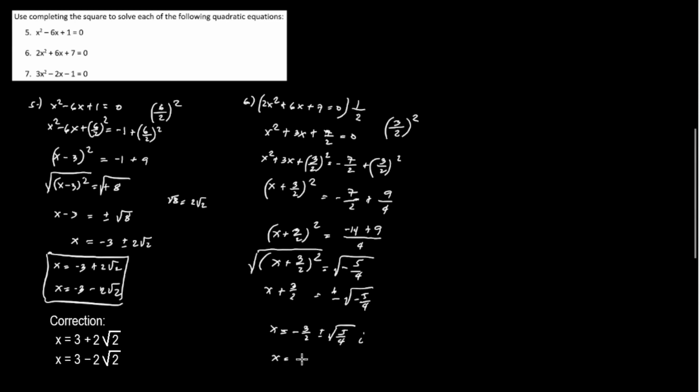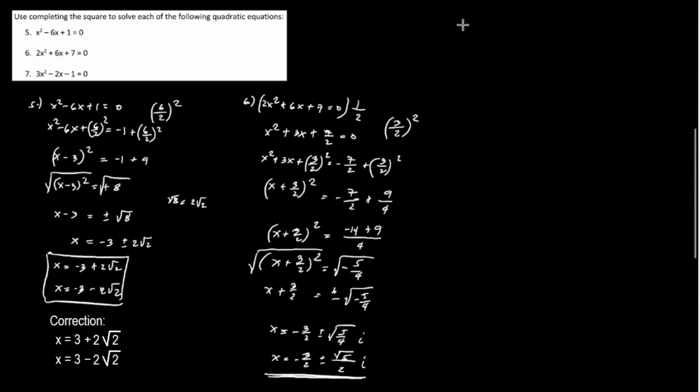and the values are: x is equal to negative 3 over 2 plus or minus the square root of 5, and the square root of 4 is 2, and i. X is equal to negative 3 over 2 plus square root of 5 over 2 i, or x is equal to negative 3 over 2 minus square root of 5 over 2 i. So these are the values for x in problem number 6.